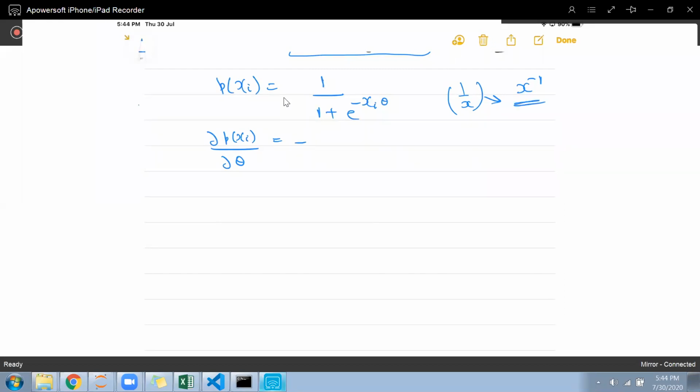So what will I write? Minus 1. Like, the differentiation of x to the power minus 1 with respect to x. What will it be? x to the power minus 1 minus 1, that means x to the power minus 2, minus 1 upon x square. This will be the derivative, like differentiation. Is it correct?